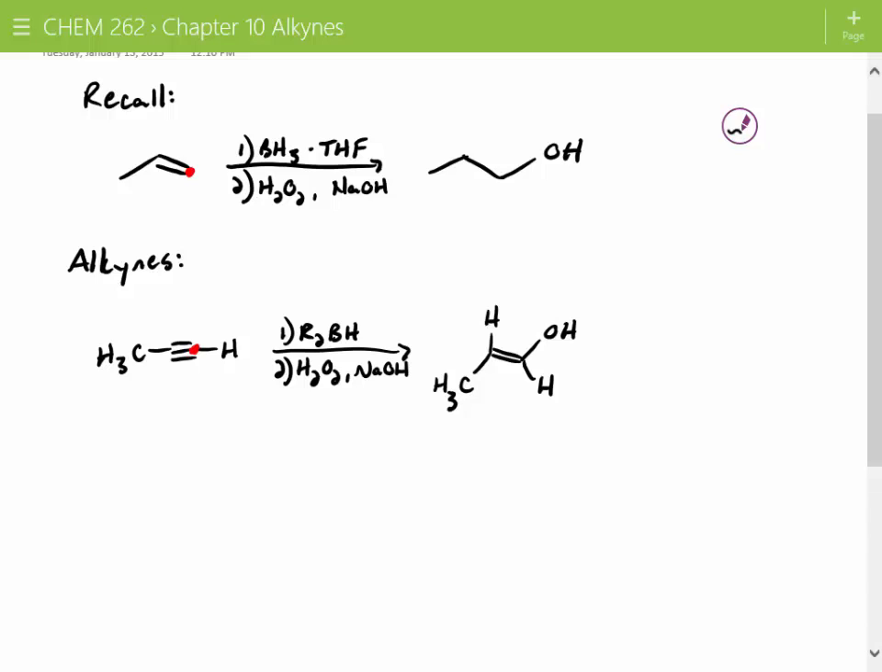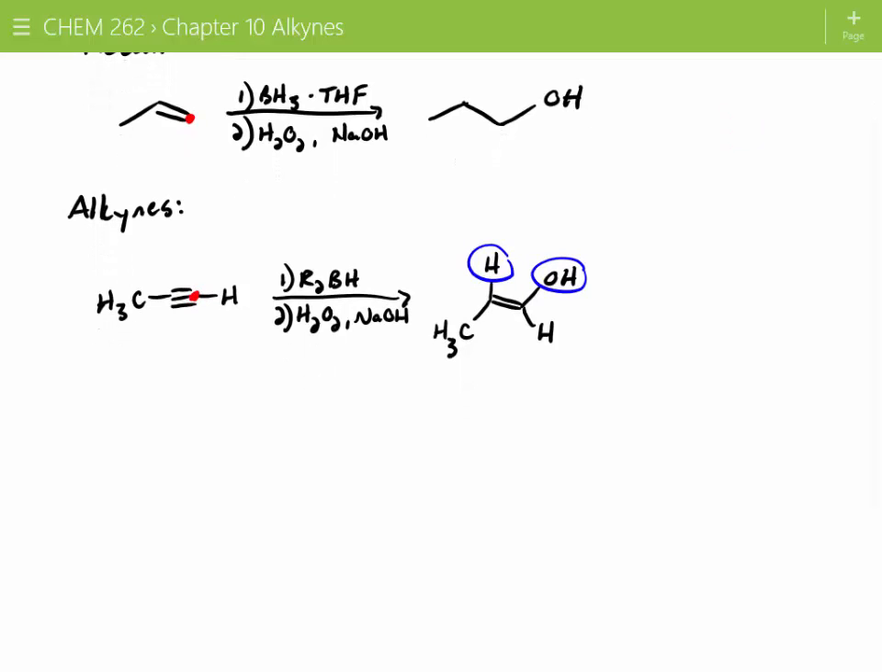And does the alcohol add syn or anti to the hydrogen? Syn. Just like with our alkenes, these groups have to be on the same side as one another. They both came from the hydroboration step. So right now we've got our enol. And we know that this enol can actually tautomerize back to its ketone. What I'm going to do is hold off on this mechanism until tomorrow because we're running out of time. But I'll give you guys a preview of your product.